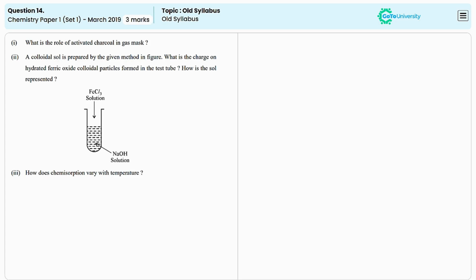Here the question is to explain the role of activated charcoal in gas mask. Activated charcoal or activated carbon plays a crucial role in gas mask by absorbing toxic gases and vapors. Its large surface area and porous structure allow it to capture and hold various chemical contaminants. Thereby it purifies the air that the wearer breathes.